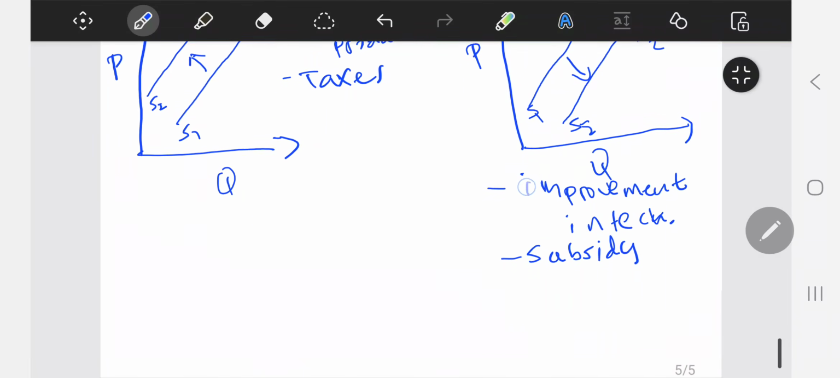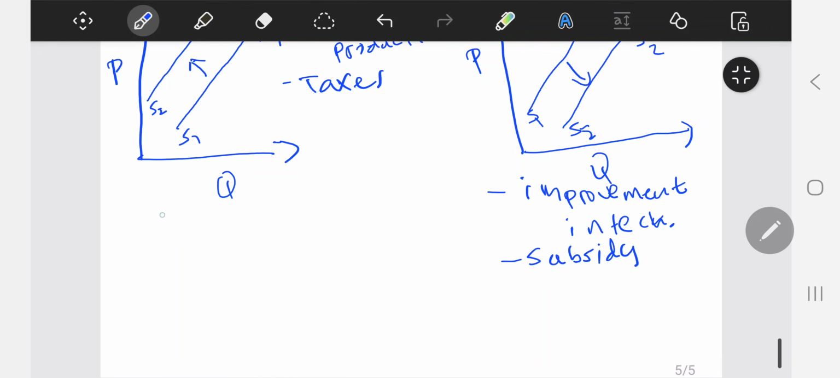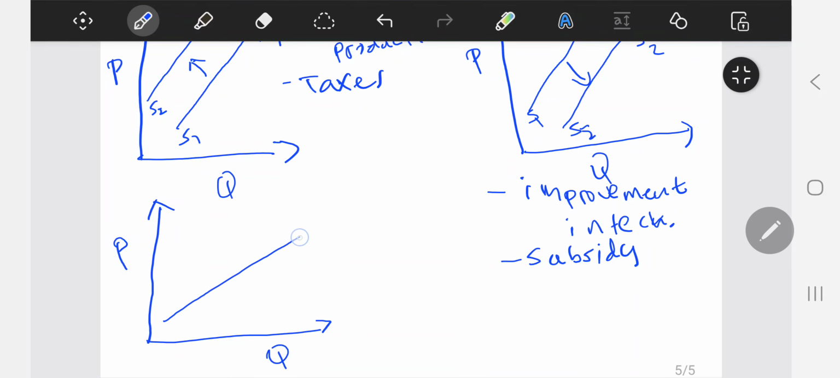Again, to draw the supply curve is very easy. Just draw the vertical axis and the horizontal axis. I like to put an arrow to say that the graph can continue. That is price and that is quantity, and the supply curve slopes upwards.